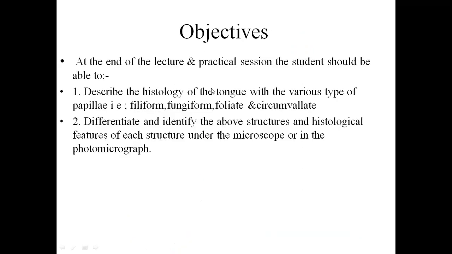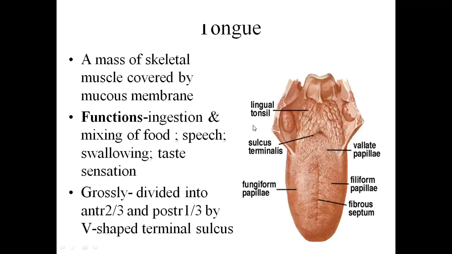At the end of the lecture, when we see in our practical lab, you should be able to discuss the histology of the tongue with various types of papillae: filiform, fungiform, foliate and circumvallate. We should be able to differentiate and identify these papillae and their histological features under the microscope or photomicrograph. Now, the tongue is a mass of skeletal muscle covered with mucous membrane. We know the functions are ingestion, mixing of food, speech, swallowing, and taste sensation.